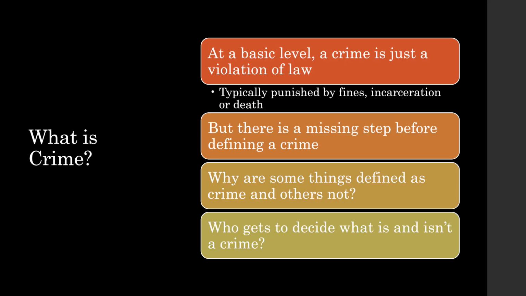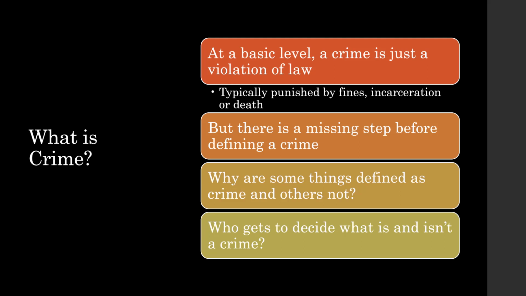Okay, the next thing, and this is where your book really starts, it says, what is crime? Okay, well, simple questions often hide very complex answers. So at a very basic level, sure, crime is just you broke the law or you violated the law, something punished by a fine or incarceration or capital punishment or death. But in fact, it's a more complex thing, and there is what I would call a missing step. Now, your book talks about determining criminal behavior. This is really what I'm getting at.